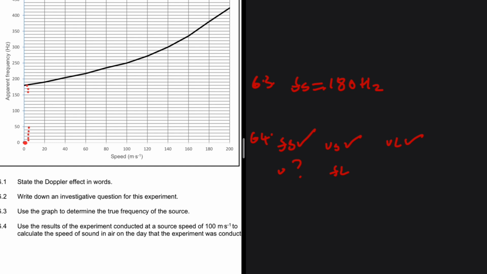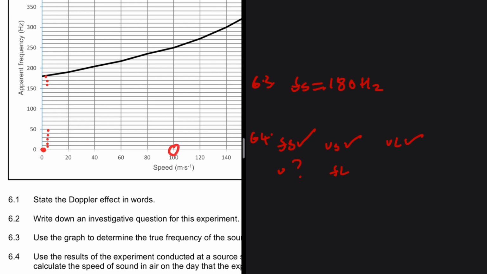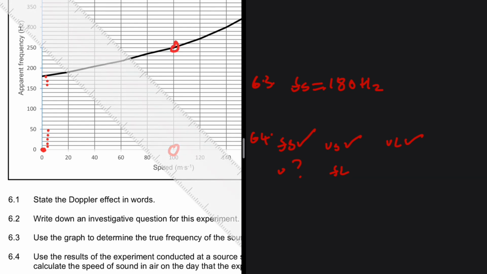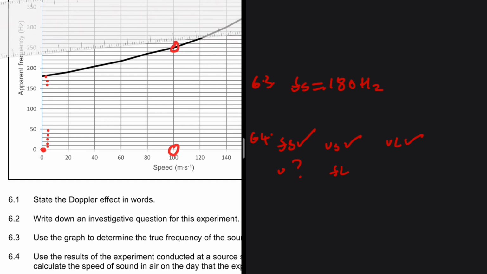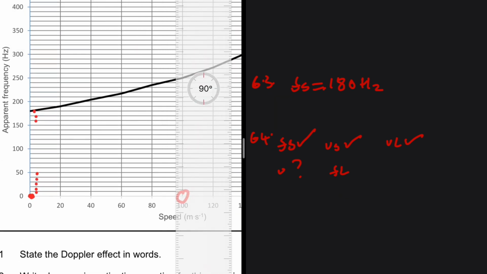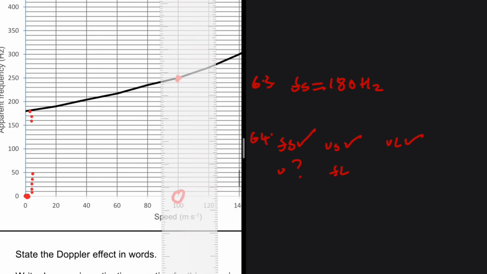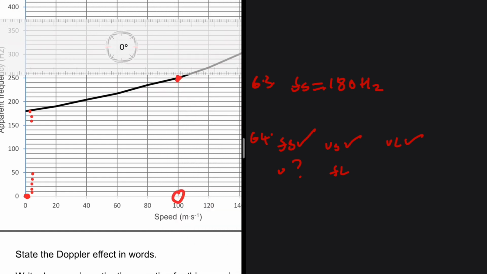So how can we get that? We can go to our graph and look for this speed, which is 100 meters per second, and find the frequency which it corresponds with. So let me erase that because it's sort of blocking my view. My ruler. Where's my ruler? So I'm interested in this point here. This point, right? And then I need to read off the value on the y-axis. So that is 250 hertz, right? So FL is 250 hertz.